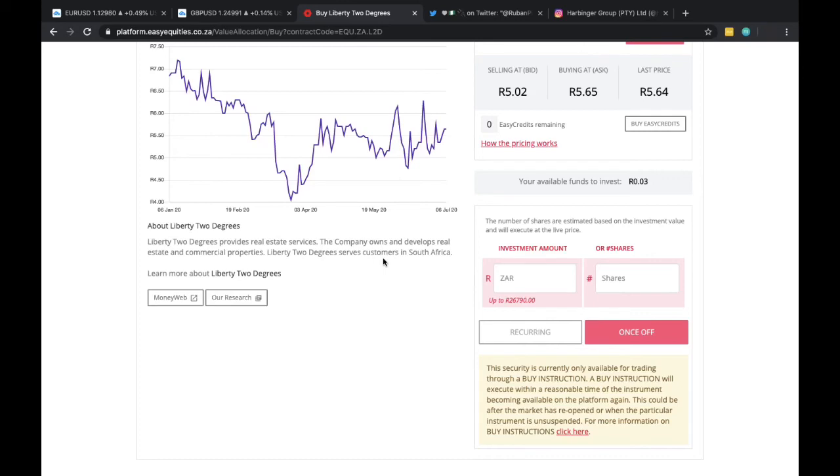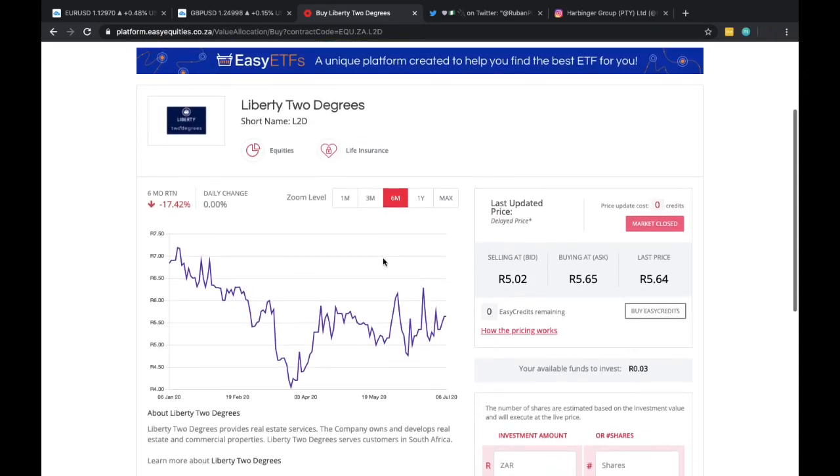Liberty Group actually holds about 59% of the company, and Coronation, as I mentioned before in my ABC video, owns about 1% of this here. And Coronation Life Insurance actually owns 3.51%. Did not know that. I only thought Coronation Asset Management had a holding in it. But yeah, Liberty 2 Degrees.